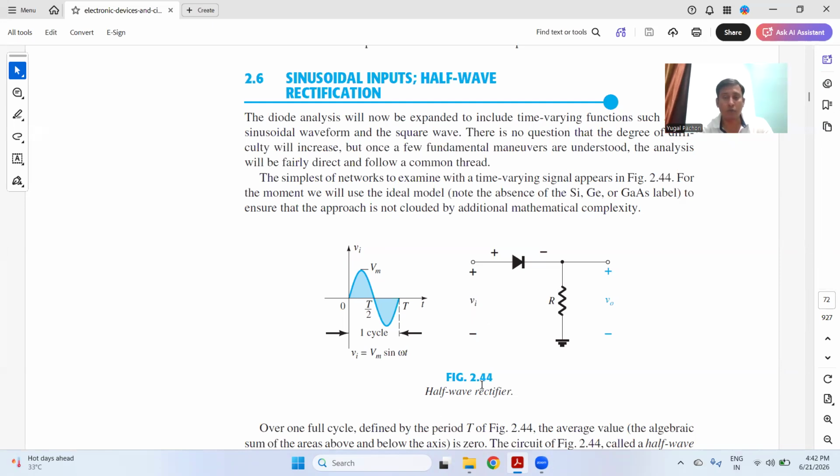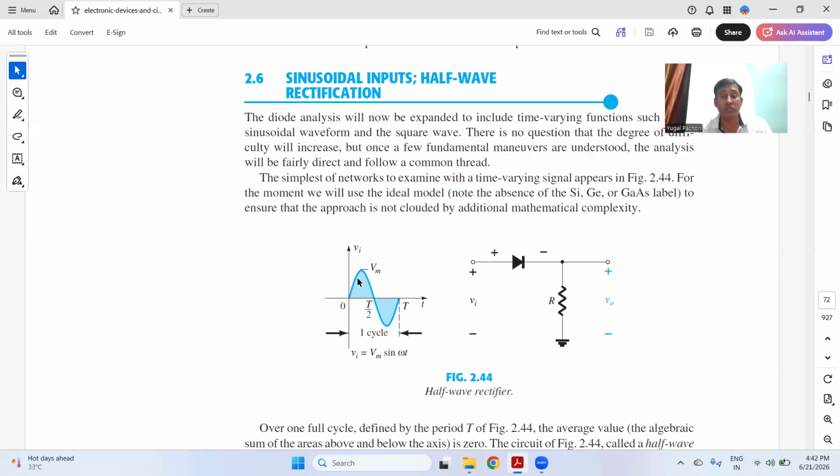As you can see in figure 2.4, there is a waveform. This is the AC waveform. AC means alternating current. So there is a voltage and there is a time. The voltage is changing with respect to time, that is, it has a frequency, and this type of signal is known as the alternating current signal or the AC signal. So when you pass the AC signal to the diode, this is the positive cycle and this is the negative cycle. From 0 to T by 2 is the positive cycle and T by 2 to T is the negative half cycle.